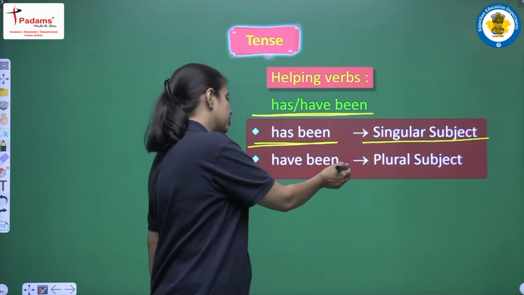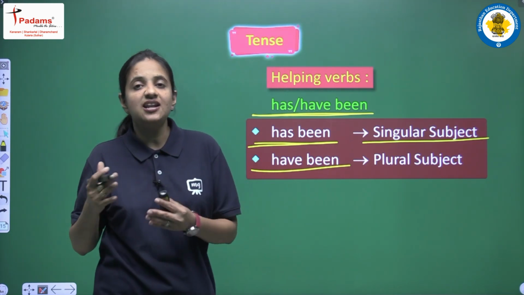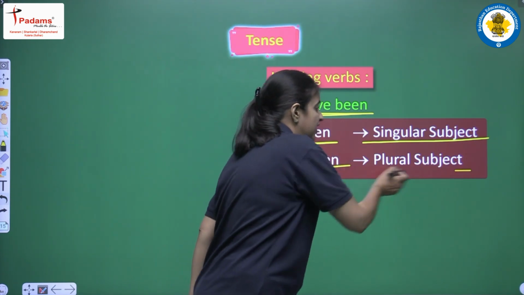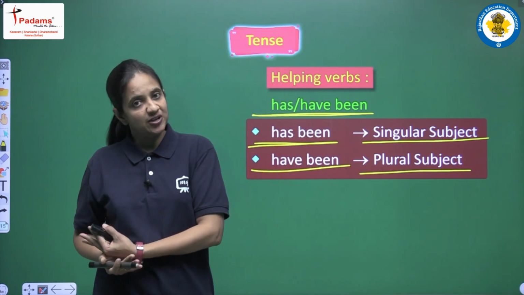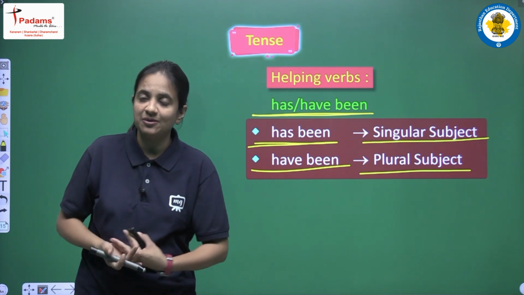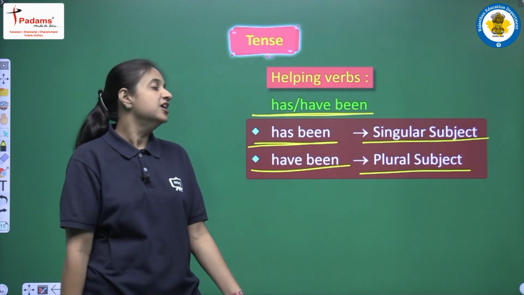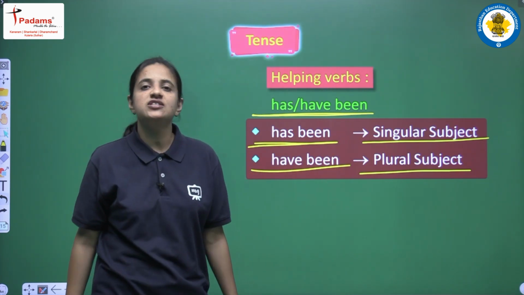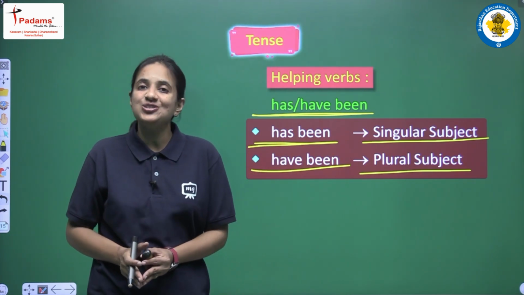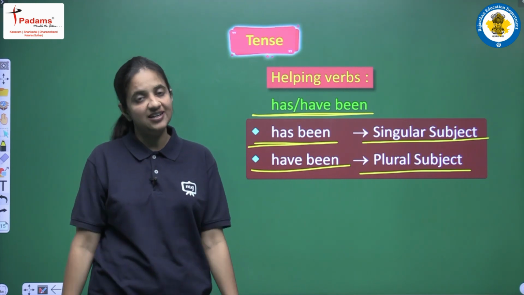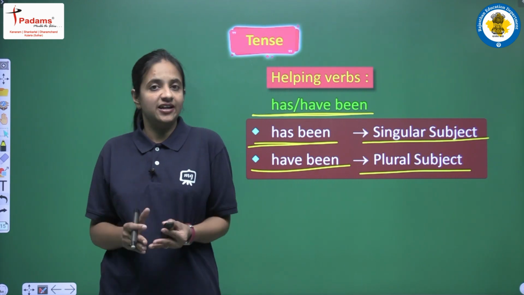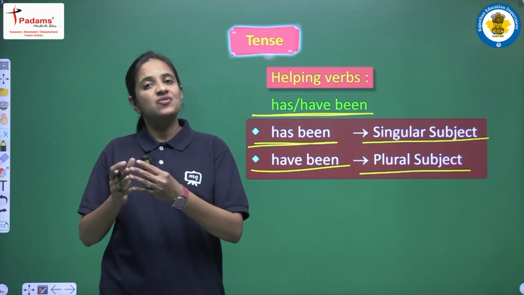And now if we are talking about have been, so just like have, have been is also used for plural subjects. Okay, so जैसे has और have के rules थे, the same rules are applicable here for has been and have been. So we are talking about this thing that has been, it is used for singular ones, and have been, it is used for plural subjects. Clear?